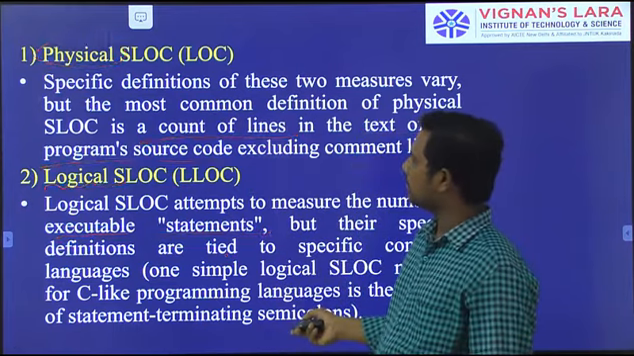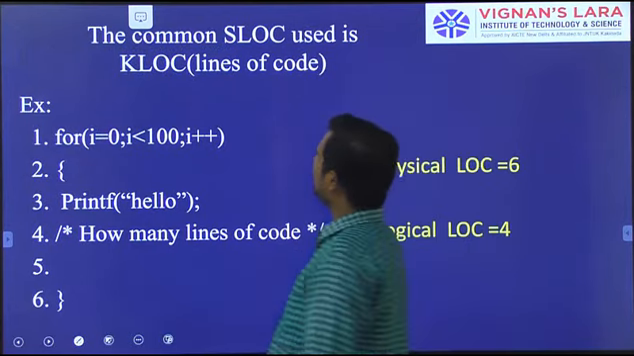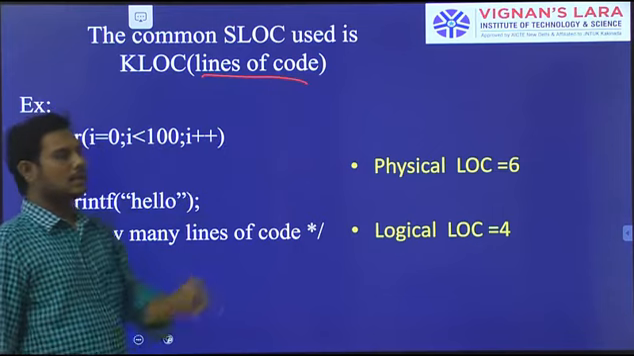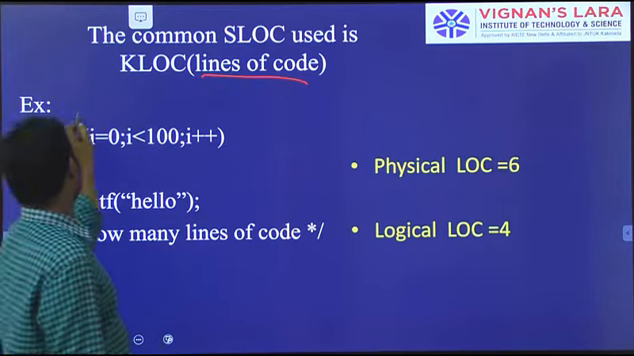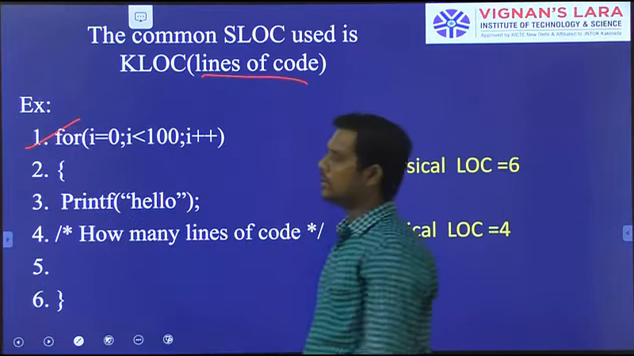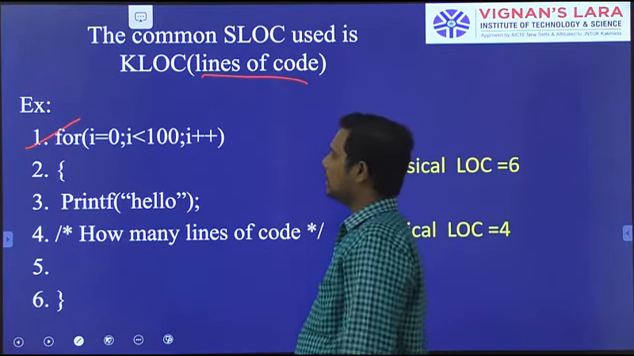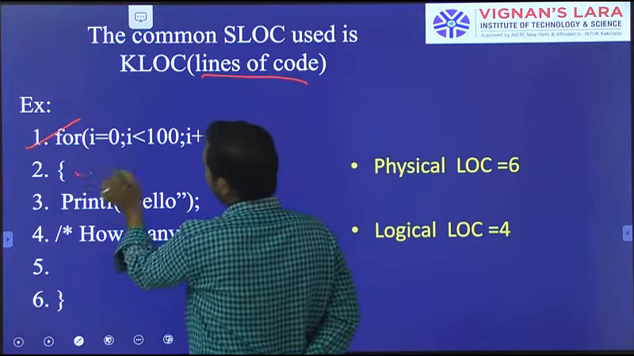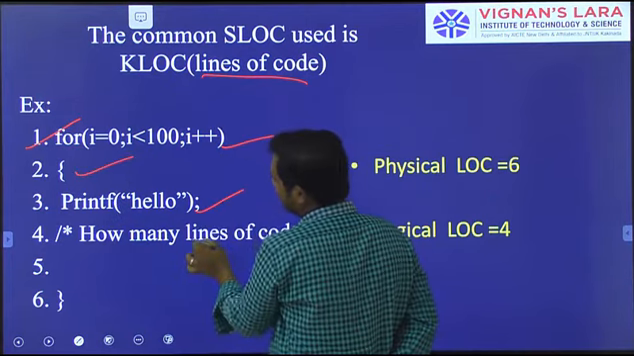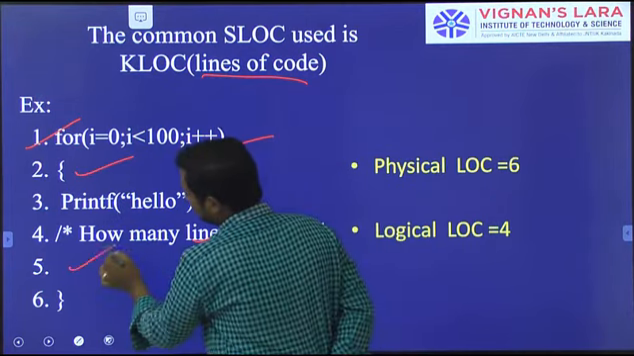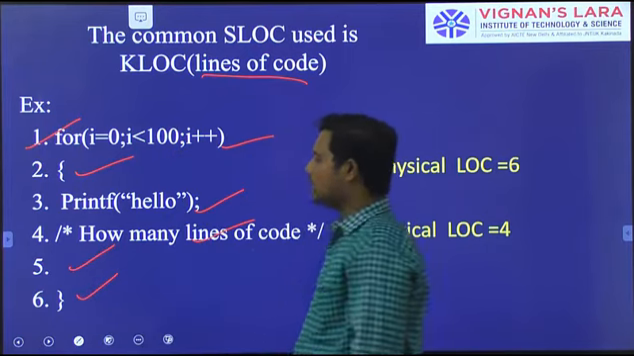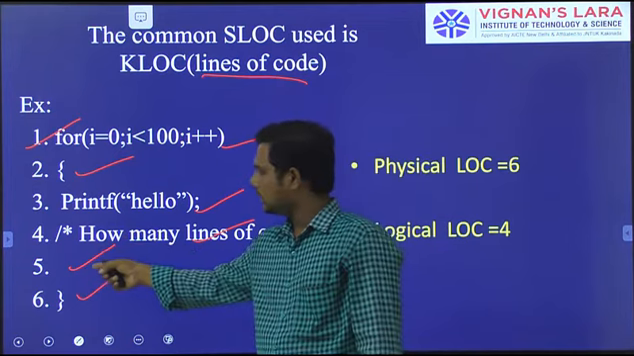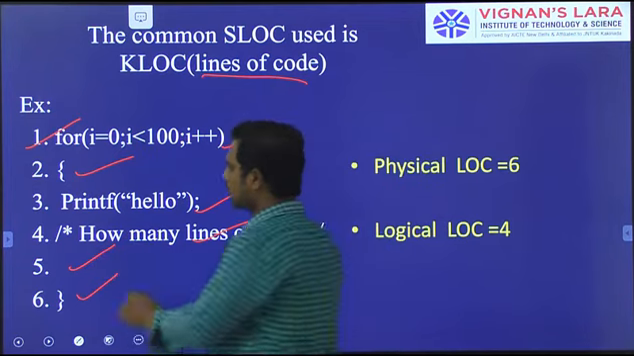I will give you a small example. Here are the commonly used lines of code in SLOC. Here the first one is for i equal to 0, i less than 100, i plus plus. This is one statement. Second statement, third statement, fourth statement, fifth statement, sixth statement. Here two unused lines are there: comment lines and empty statements.